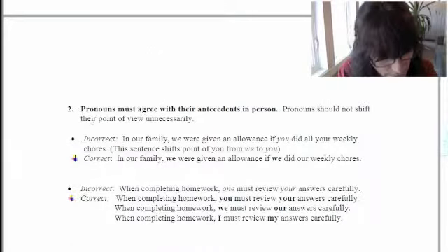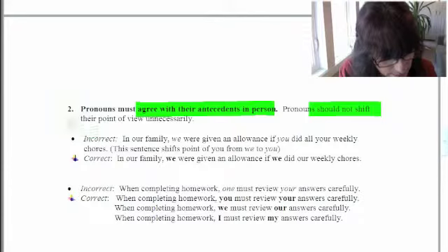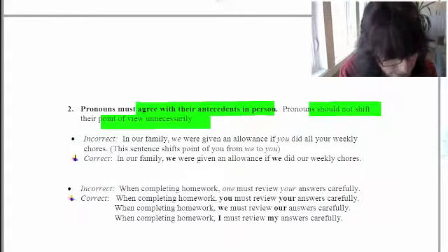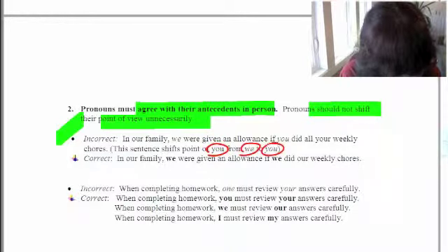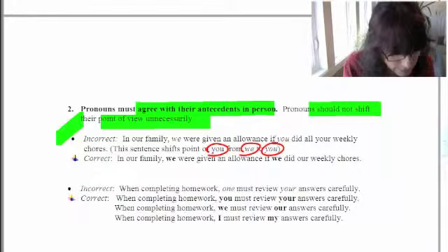And moving on, these are pronouns which must agree with their antecedent in person. So let me explain that. Pronouns should not shift their point of view unnecessarily. Take a look. The first one's incorrect. In our family, we were given an allowance if you did all your weekly chores. All right, this sentence is shifting the viewpoint from we to you. And the pronouns have to remain the same.